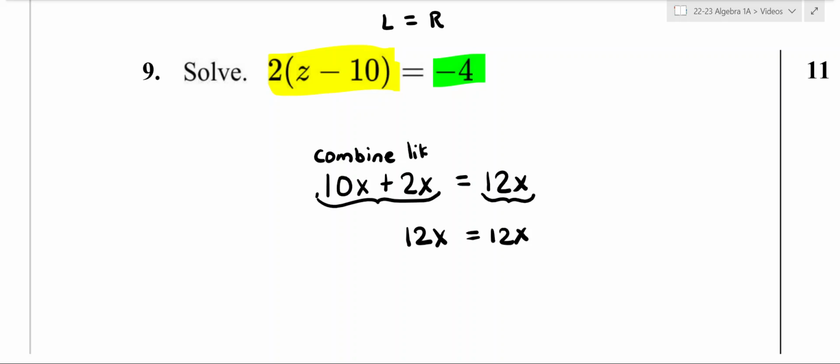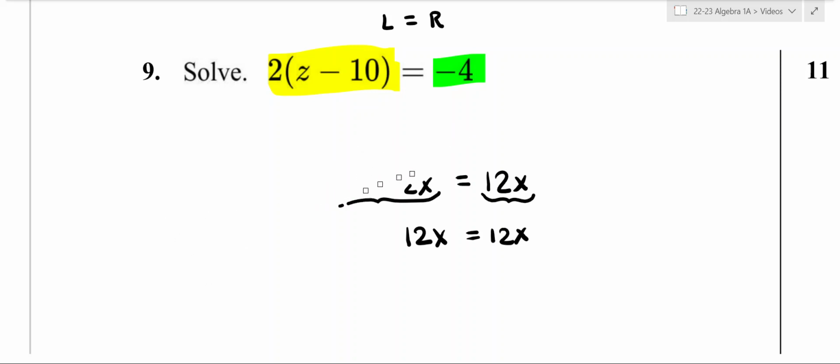This is what we learned in the last unit, okay? Like terms, right? Combining them is basically adding them. Remember 10x plus a positive 2x, right? All right, that's the first thing.